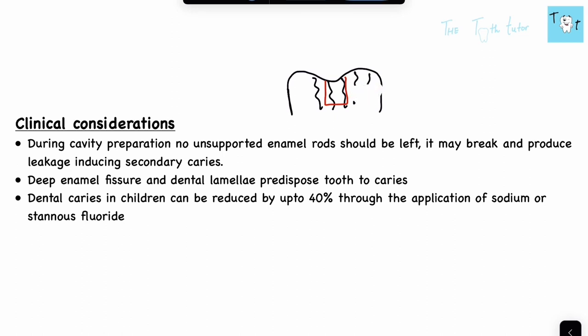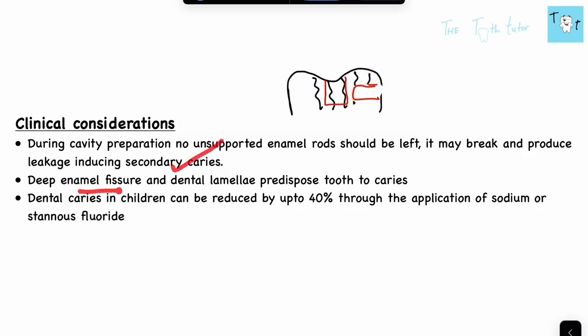Let's say I made a cavity over here. Now, these rods over here are left unsupported and they might fracture or produce leakage. So we have to take care of the direction of the rods and make a cavity accordingly. This might also induce secondary caries because if this breaks down over here, there will be a gap and there will be a passage for entry of bacteria.